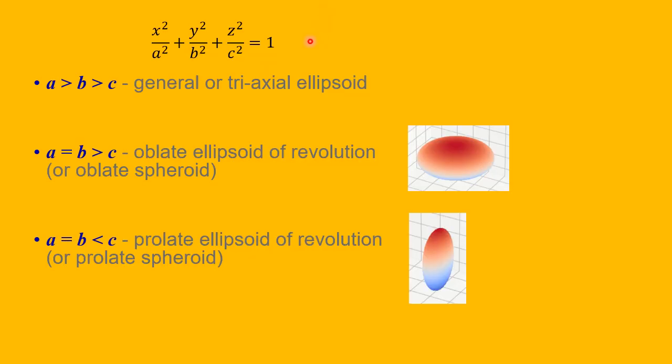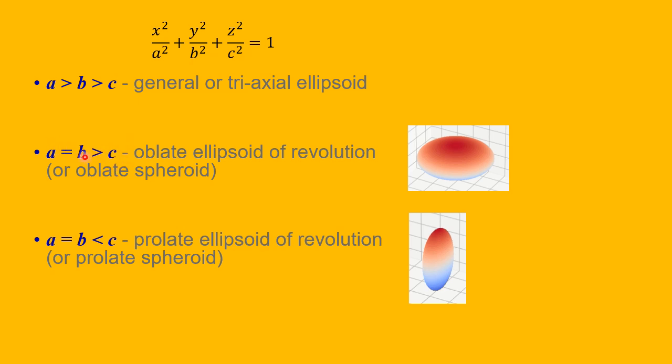Let's look at some cases involving ellipsoids. x squared over a squared plus y squared over b squared plus z squared over c squared equals 1. If a, b, and c are all different, we have what is called the general ellipsoid, or the triaxial ellipsoid. The lengths of the three axes of the ellipsoid in the x direction, y direction, and z direction are all different.